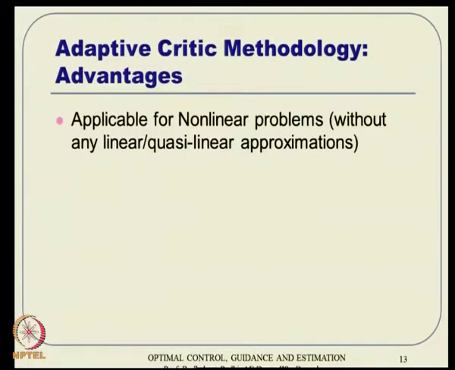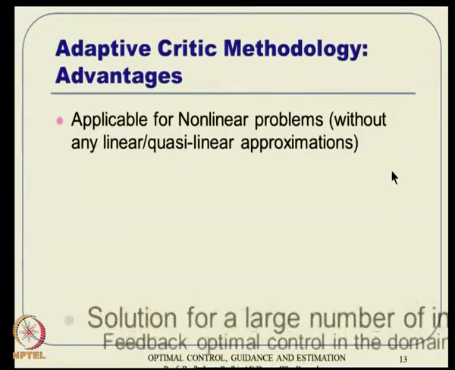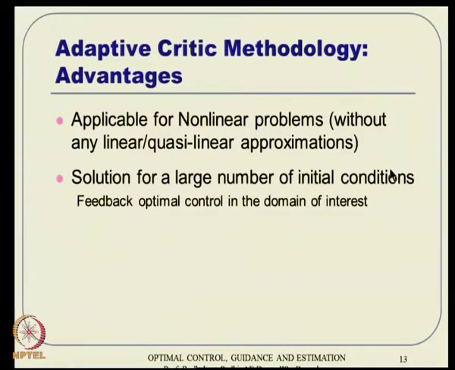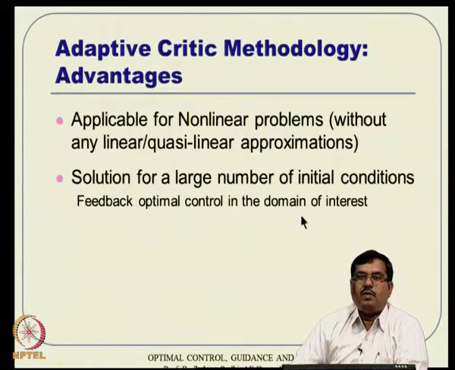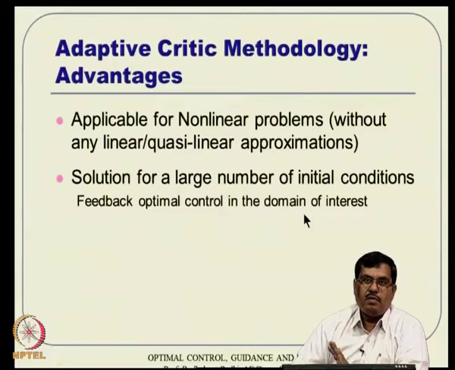What are the advantages of this method? Before you see the actual steps, this is applicable to nonlinear problems in general, without any linear or quasi-linear approximation of the system dynamics. You can directly take the system dynamics as they are. It also gives solutions for a large number of initial conditions. What you are looking for is some sort of a semi-global solution. Wherever the network is trained, in that domain, it will operate something like an optimal controller.